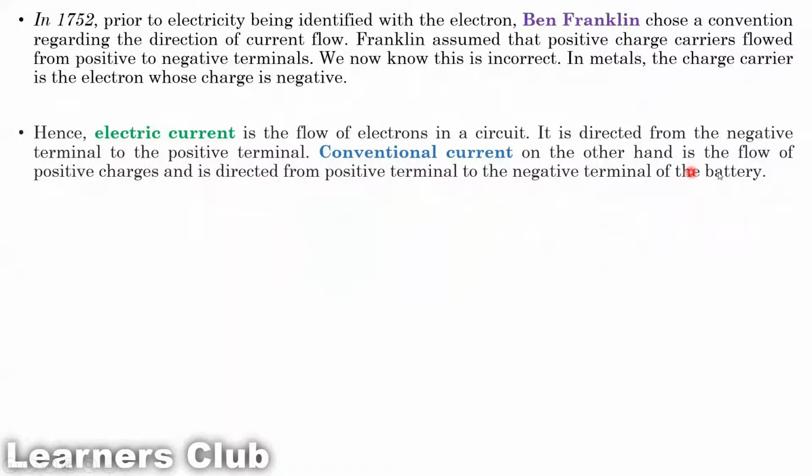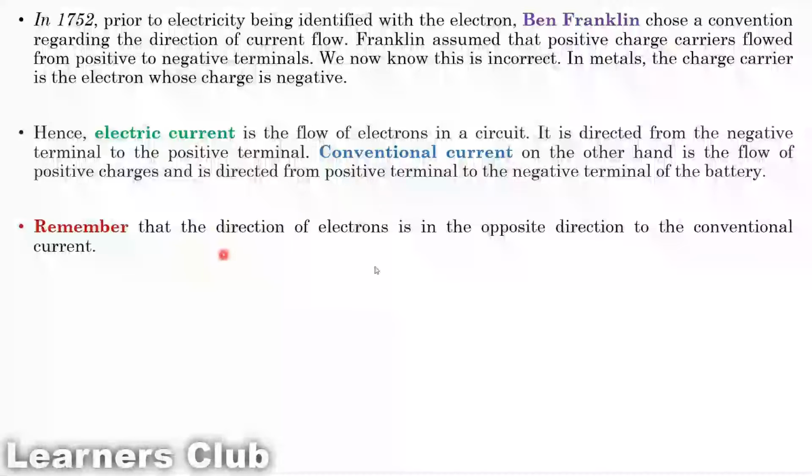Conventional current, on the other hand, is the flow of positive charge and is directed from the positive terminal to the negative terminal of the battery. Since he had already stated it, they are not changing it. Instead, they have mentioned it as conventional current direction. So the actual current direction is from the negative terminal to the positive terminal because electrons are flowing. But for the conventional current, we take it as positive charge flowing from the positive terminal to the negative terminal. Remember that the direction of electrons is opposite to the conventional current.